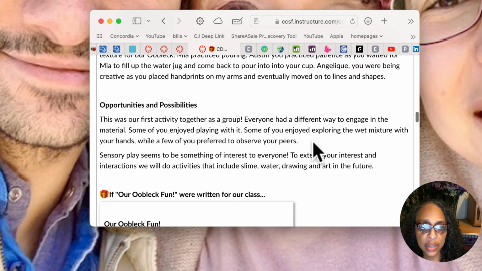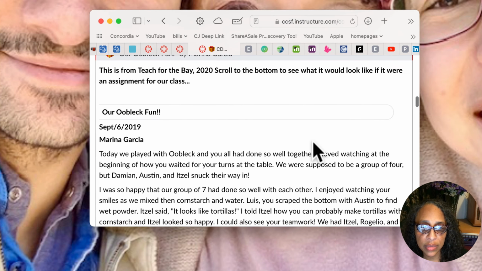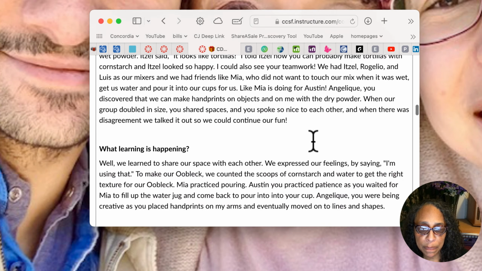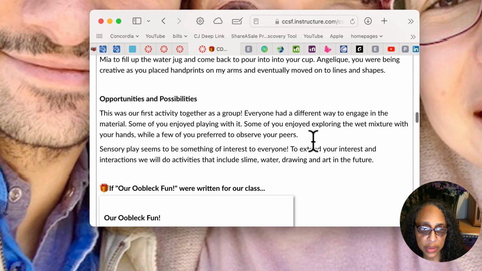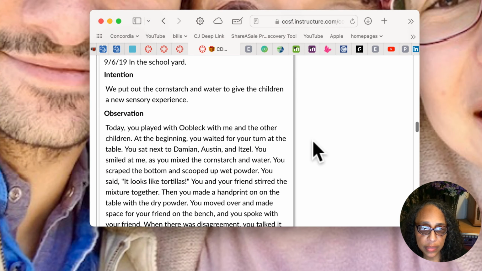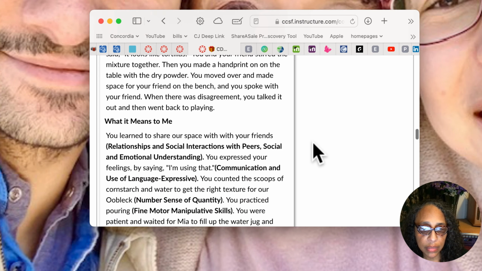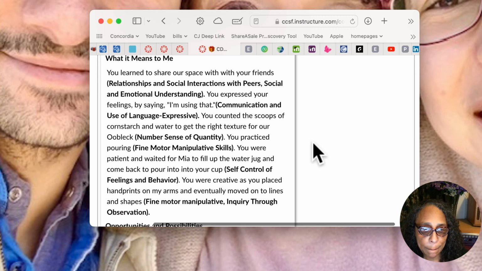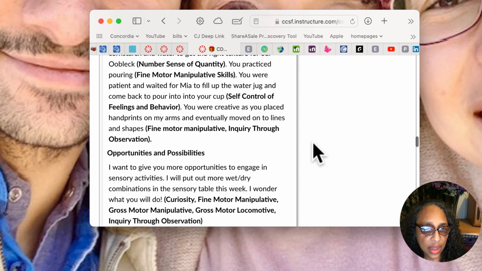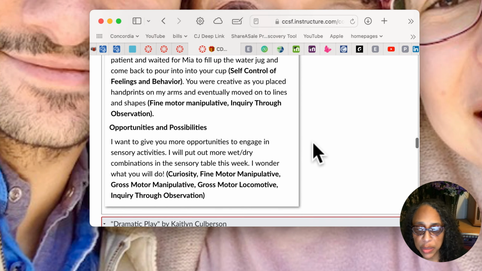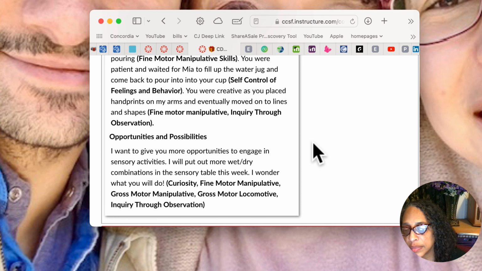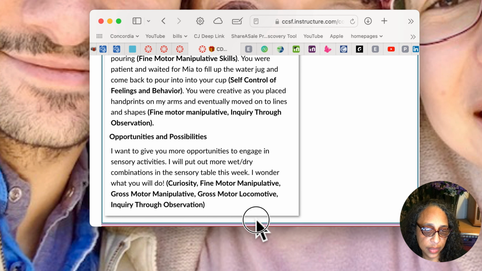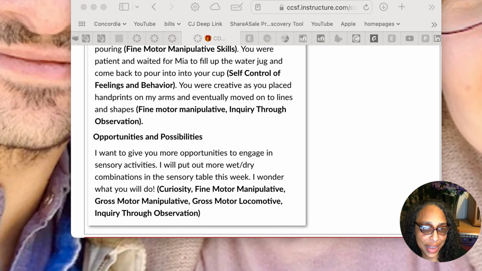So Oobleck Fun, and then this is Oobleck Fun. Okay? So you can see the difference. All right. Any questions about that? No? Okay.